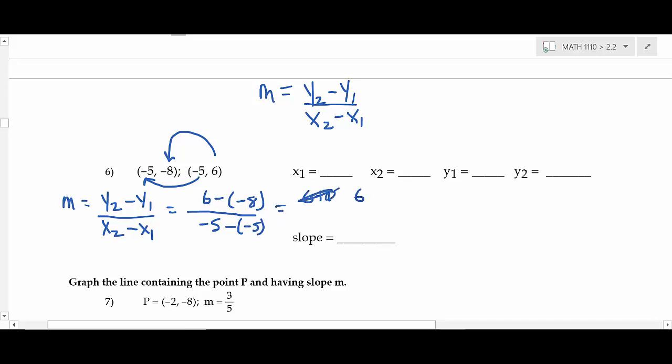Whoops, I'm getting ahead of myself. 6 plus 8 over -5 plus 5. So that's 14 over 0. So that's an undefined slope. Okay. Now, what if you plotted those points? What would the line look like if you connected those 2 dots? Yeah, it would go like that, and that's what you'd expect from an undefined slope. Everybody solid? Okay.